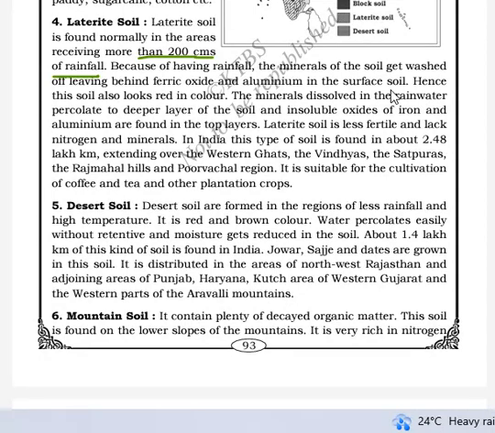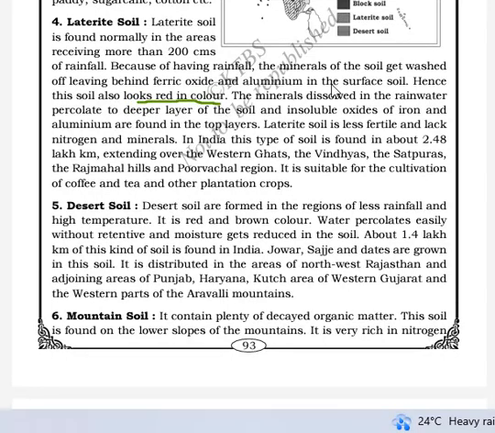As the soil is found in the area where the rainfall is more, if rainfall occurs, what will the rainwater do? It will wash away the fertile layer of the soil, the top layer of the soil. And what are the minerals which will be present in the soil? Only ferric oxide and aluminium will be present in the soil. Hence the soil also looks red in color. Because of the presence of ferric oxide, the laterite soil looks red in color.